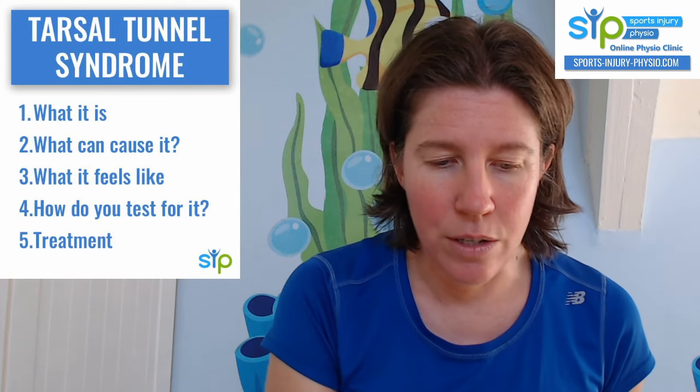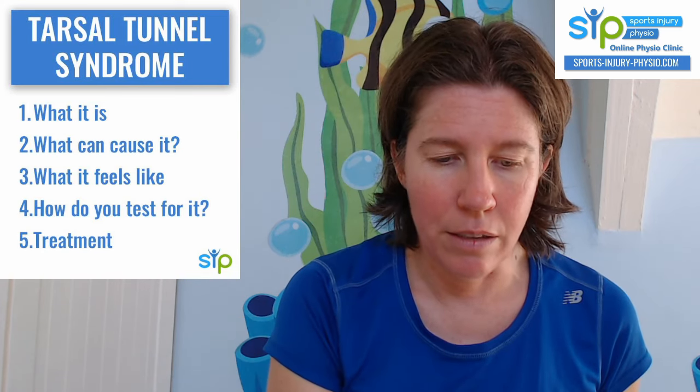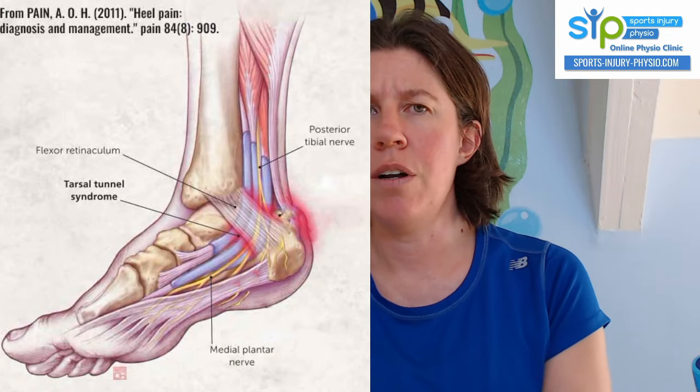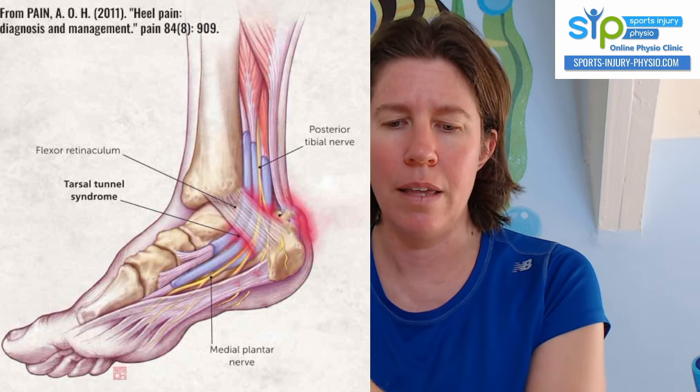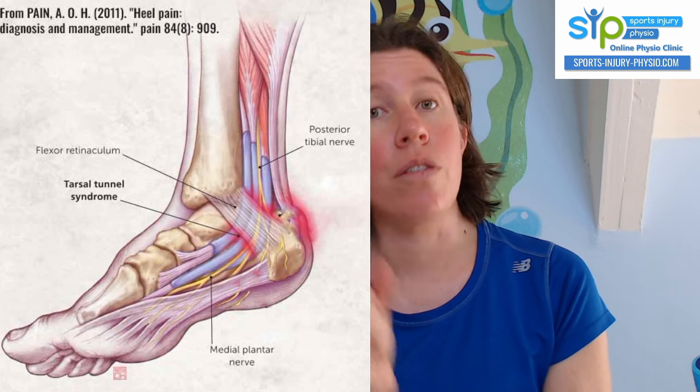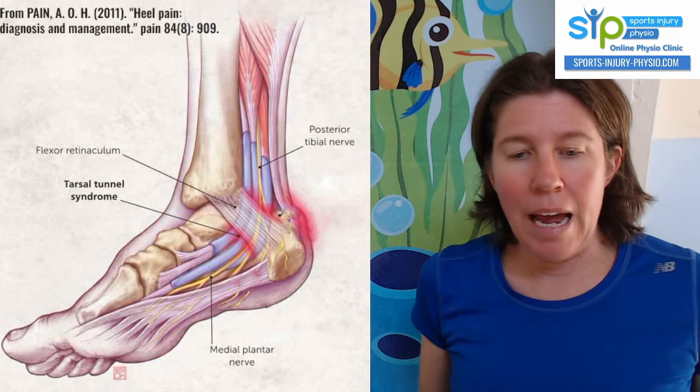Excellent. So let's look at tarsal tunnel syndrome. Now, what is it? What's the tarsal tunnel? I don't know if you've heard of carpal tunnel syndrome. It's a similar thing that you get in your wrists in this area. But the tarsal tunnel is on the foot, and it's the inside of the ankle that you can see there.